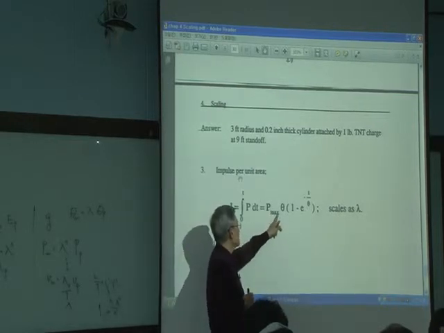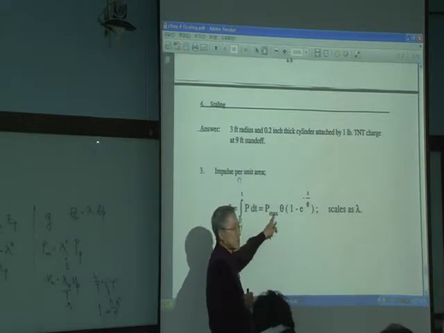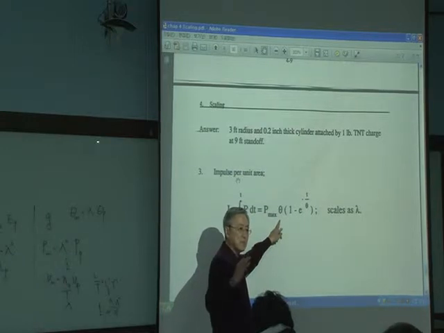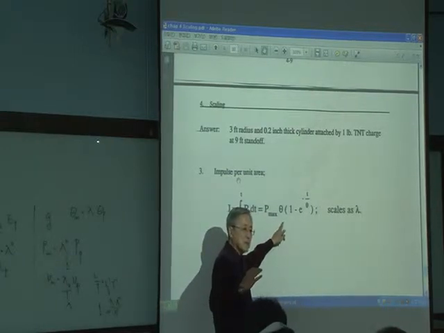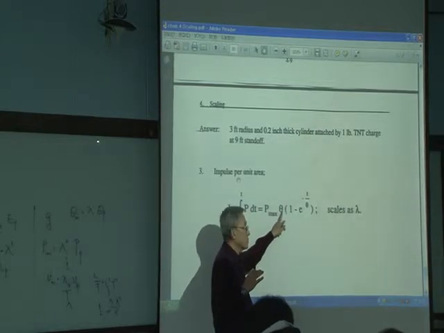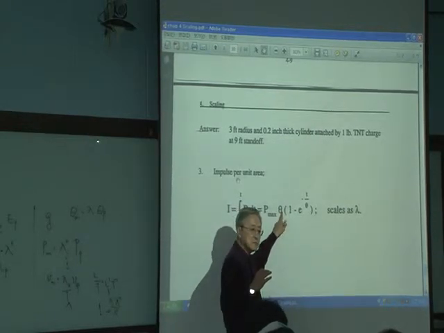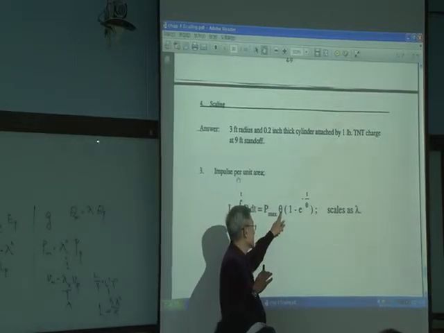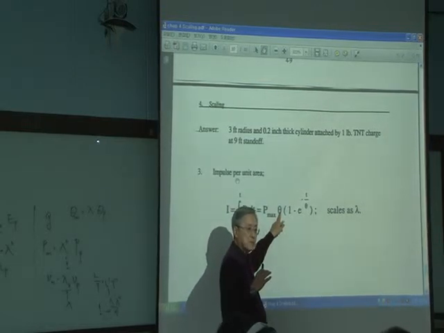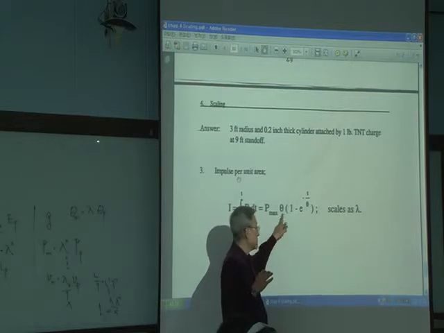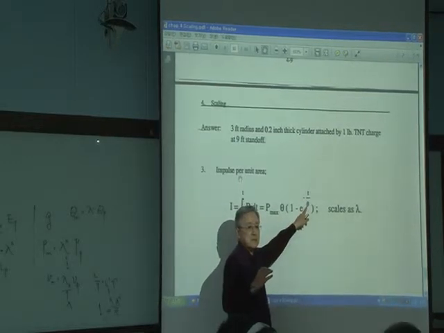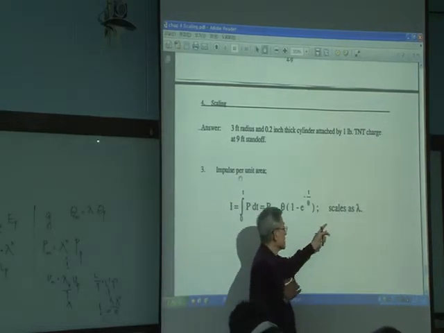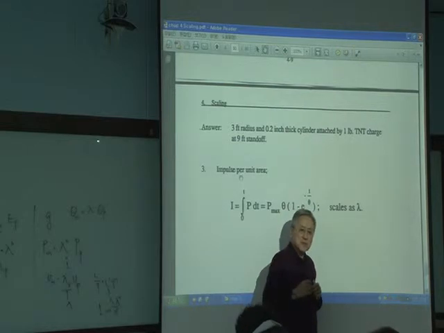So what's the scale factor for P? Say invariant. Invariant doesn't change. Lambda to the 0 power, invariant. What's the scale factor for theta? Lambda. So lambda to the 0 power times lambda, that's lambda to the first power, is simply lambda, because this cancels out. So the resultant impulse per unit area scale factor is lambda. It's very nice, you know.